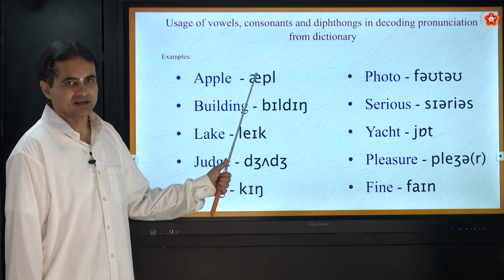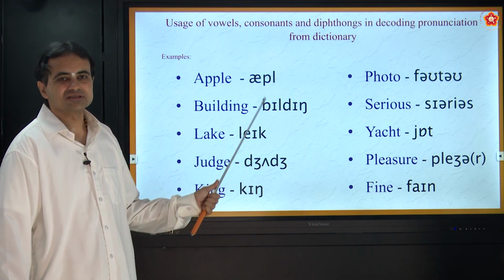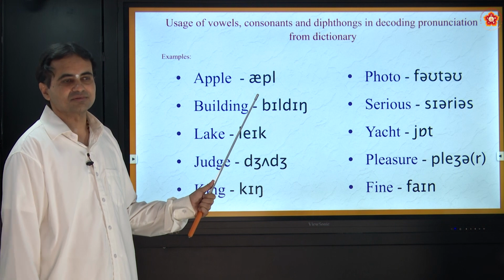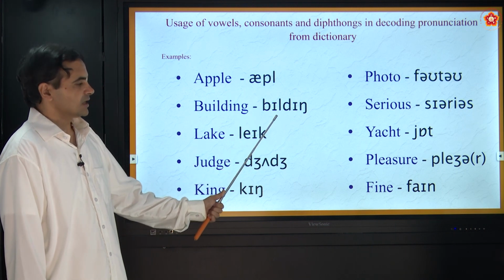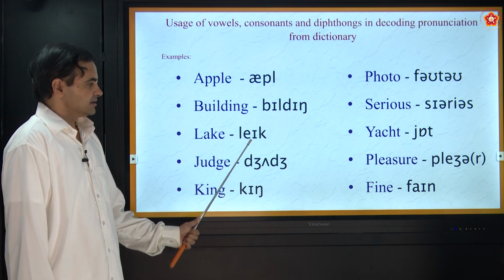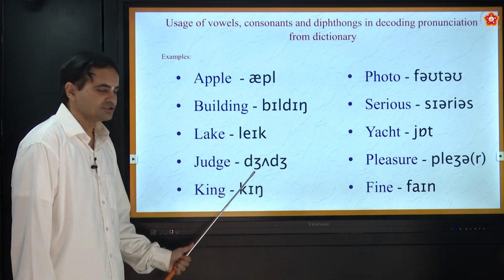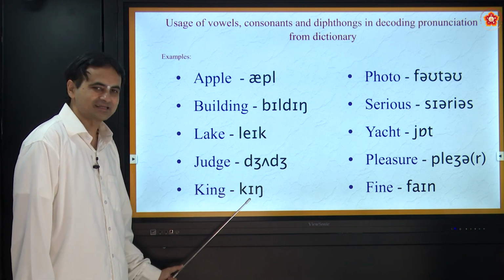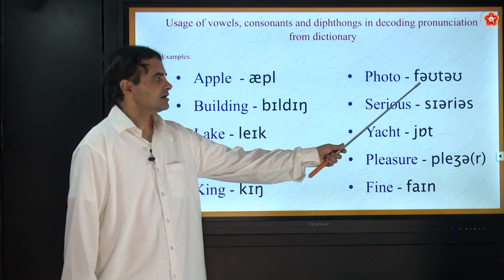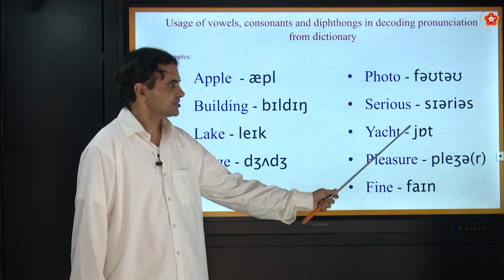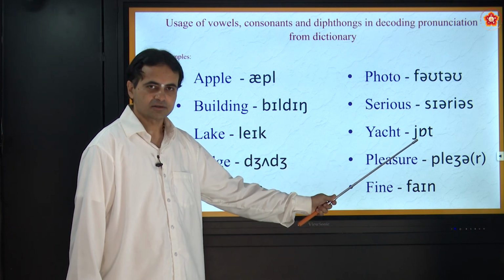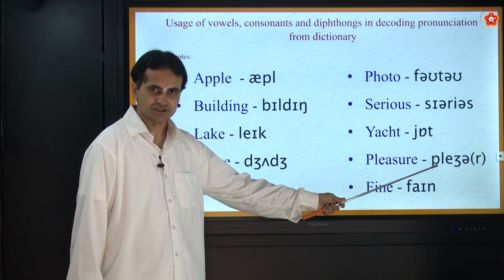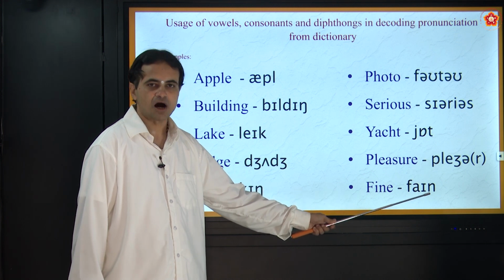So, let us have a quick recap of these words which will give us an idea of how to decode it from the dictionary. This is apple, building, lake, judge, king, photo, serious, yacht, pleasure, fine.